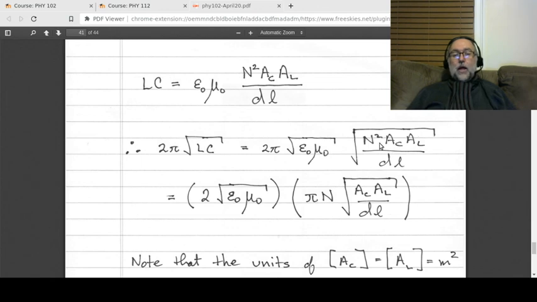I'm going to rearrange the terms a bit. You might ask why I'm rearranging them this way, and you'll see in a second. See that pi there? I'm going to put the pi with this square root over here. I'm going to take the 2 and the square root of epsilon naught mu naught and put them together in the front. See the n squared there? That's under a square root, so that just becomes an n out in front. So I've got a pi times an n times the square root of the two A's divided by D L.